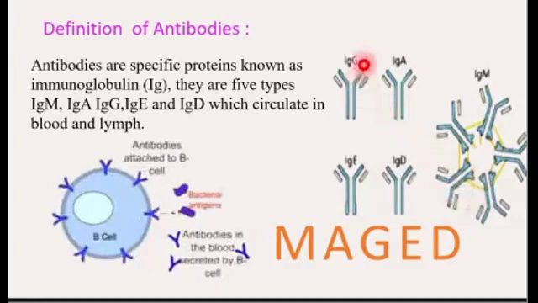So here, IgG antibody is 1 unit, IgA is 1 unit, IgE and IgD are only 1 unit, and IgM is the only pentamer, composed of 5 units. So it can attach to more than one antigen at one time.